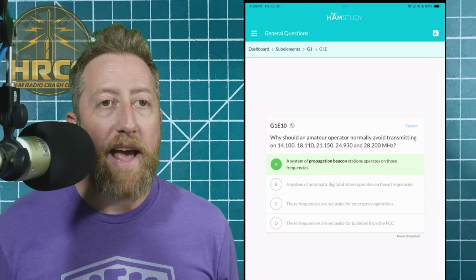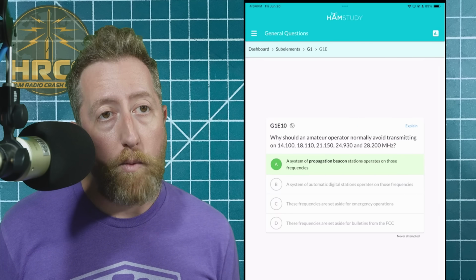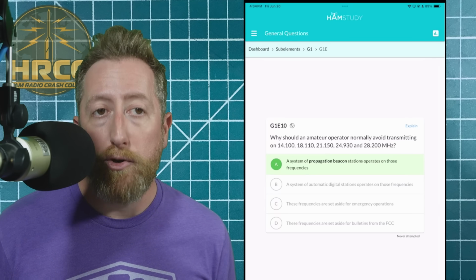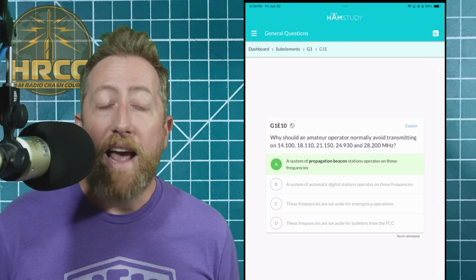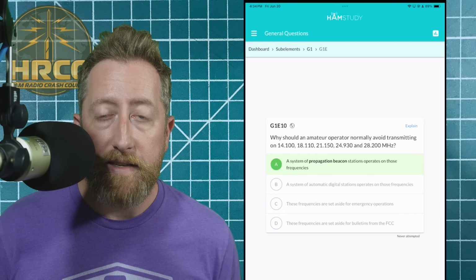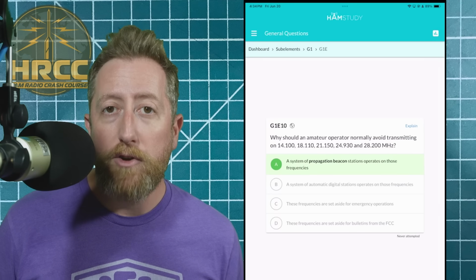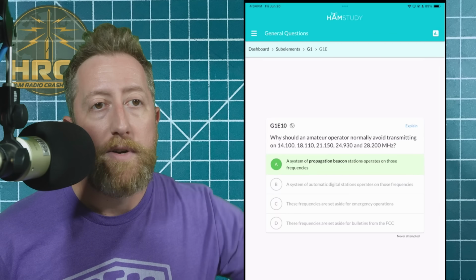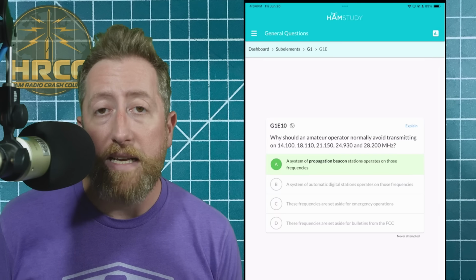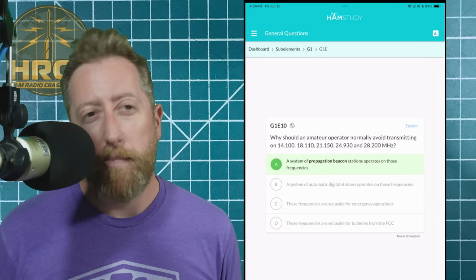Question 10. Why should an amateur operator normally avoid transmitting on 14.100, 18.110, 21.150, 24.930, and 28.200? And the answer is A. A system of propagation beacon stations operates on those frequencies. Now, it says should avoid, right? Should avoid transmitting. You're not prohibited, meaning somebody's coming after you. But generally, your communications will not be effective, and you could be interrupting somebody's very strong interest in being able to hear what beacons they can actually receive. So maybe use another frequency.